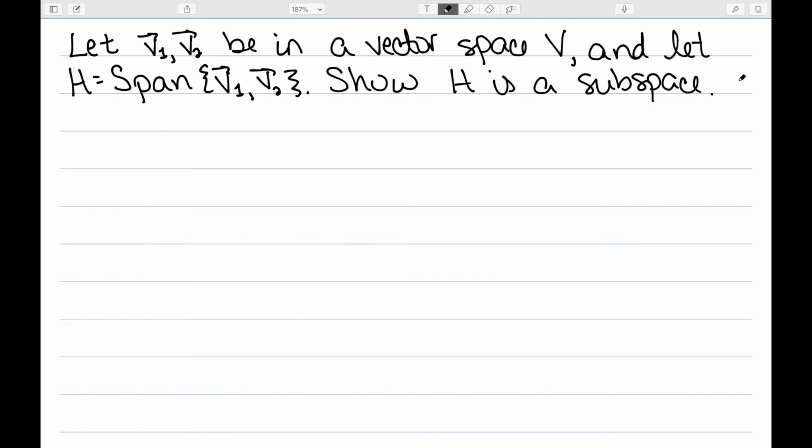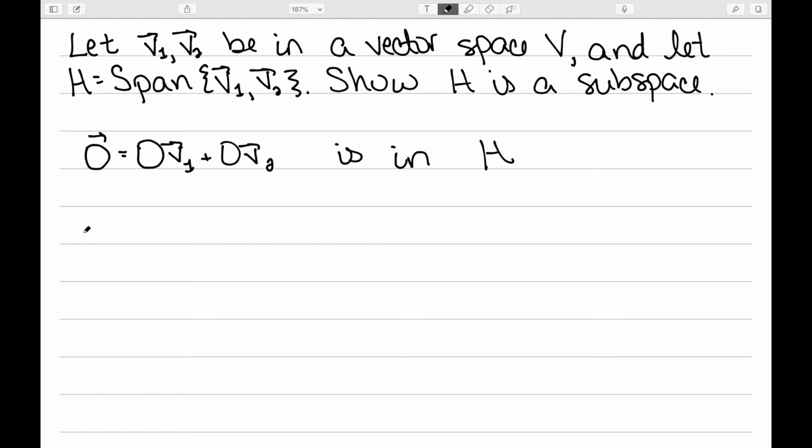This time I'm going to let v1 and v2 be vectors in a vector space V, and H is equal to the span of these two vectors. And I want to show that H is a subspace. The first thing I need to show is that the 0 vector is in there. Well, we can write this as 0 times v1 plus 0 times v2. And this is in the span, it is in H, since it is a linear combination of my two vectors. I multiplied each one by a scalar and then added them up.